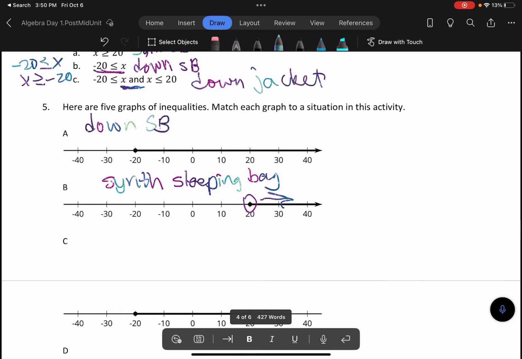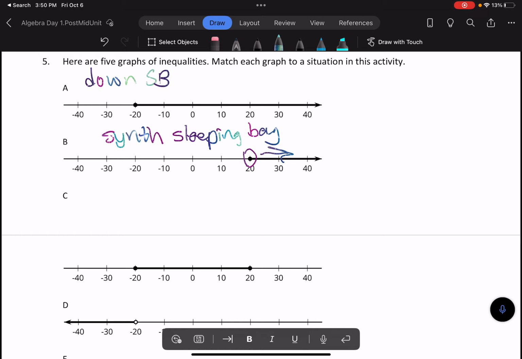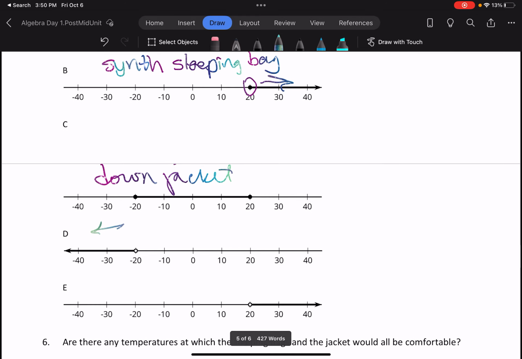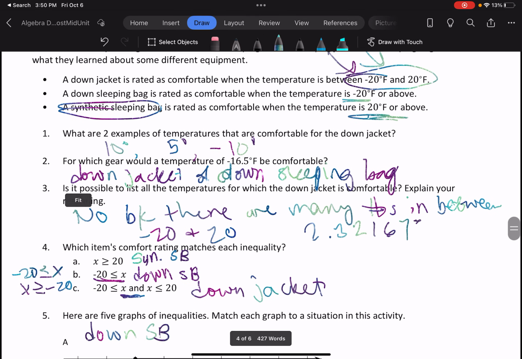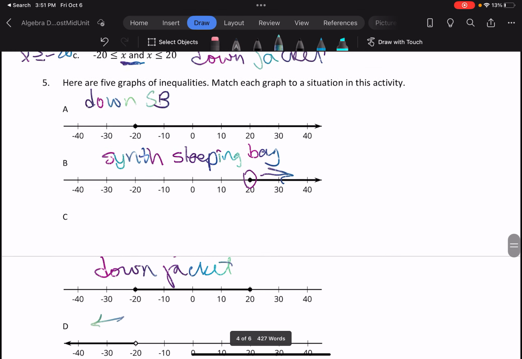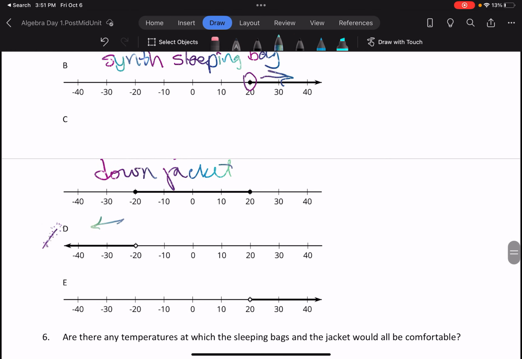The next one is showing between negative and 20, so this is the down jacket. This is saying if it's less than negative 20 degrees. Do we have a situation in which any of these items would be good for less than negative 20 degrees? No, not really, right? There isn't really anything that would be really good. So that's not in our situation.